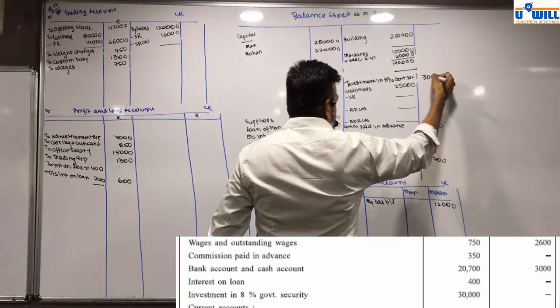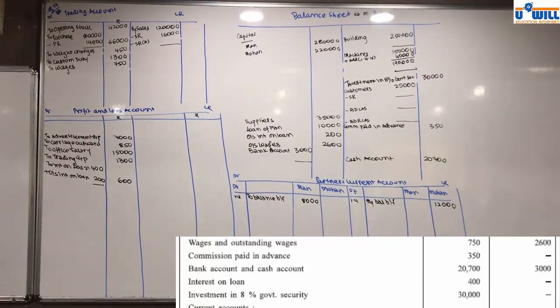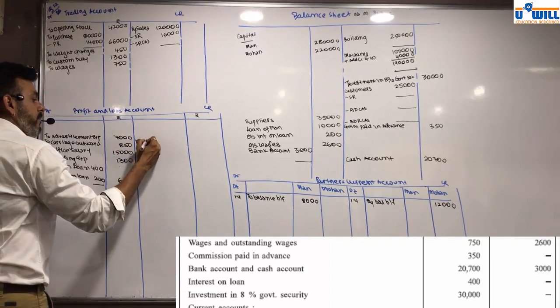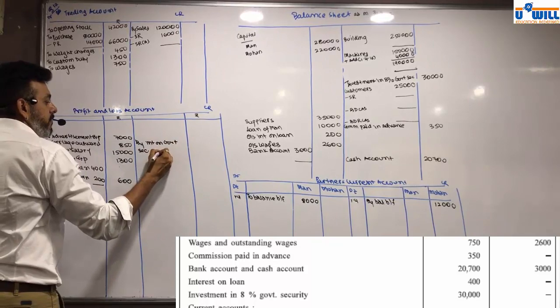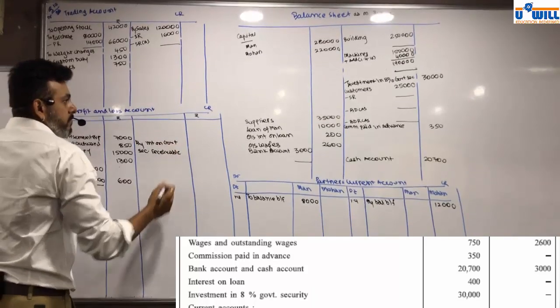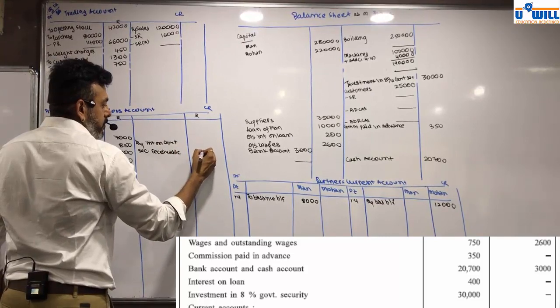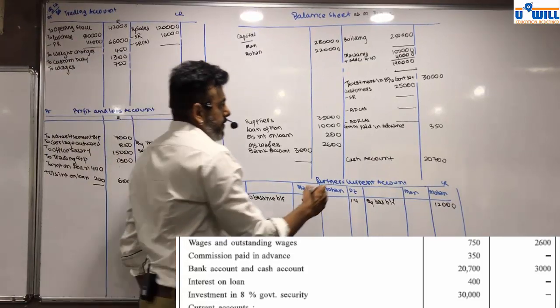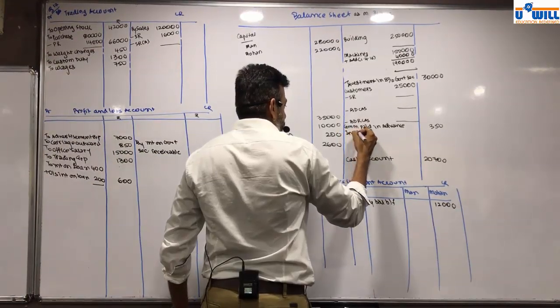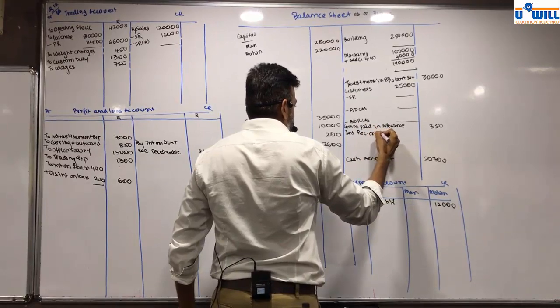$30,000. Now no information is given about it, so we considered this as a hidden adjustment. And we have to receive interest at the rate of 8%. So interest receivable on government securities: 2,400, 8%. So it's our asset. Interest receivable on government security.